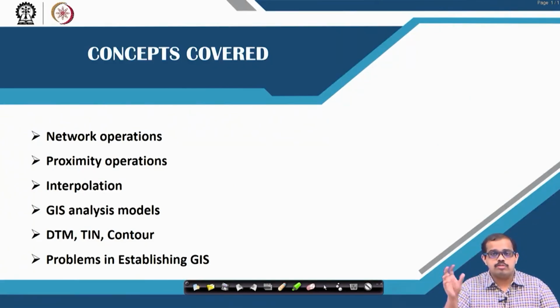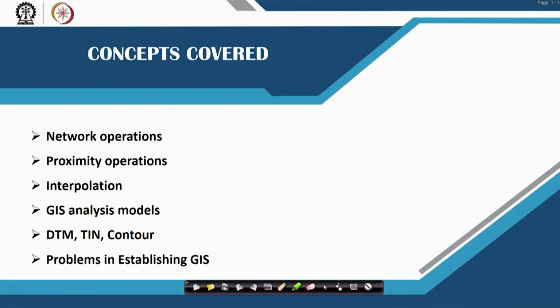GIS analysis models, what the different models of analysis are, then looking at DTM. We have already spoken about what we mean by a DTM and how it is very different from your DSM, then looking at the TIN model, the contour model, etc. Then problems in establishing GIS, that is the last topic that I would speak about in this particular class.